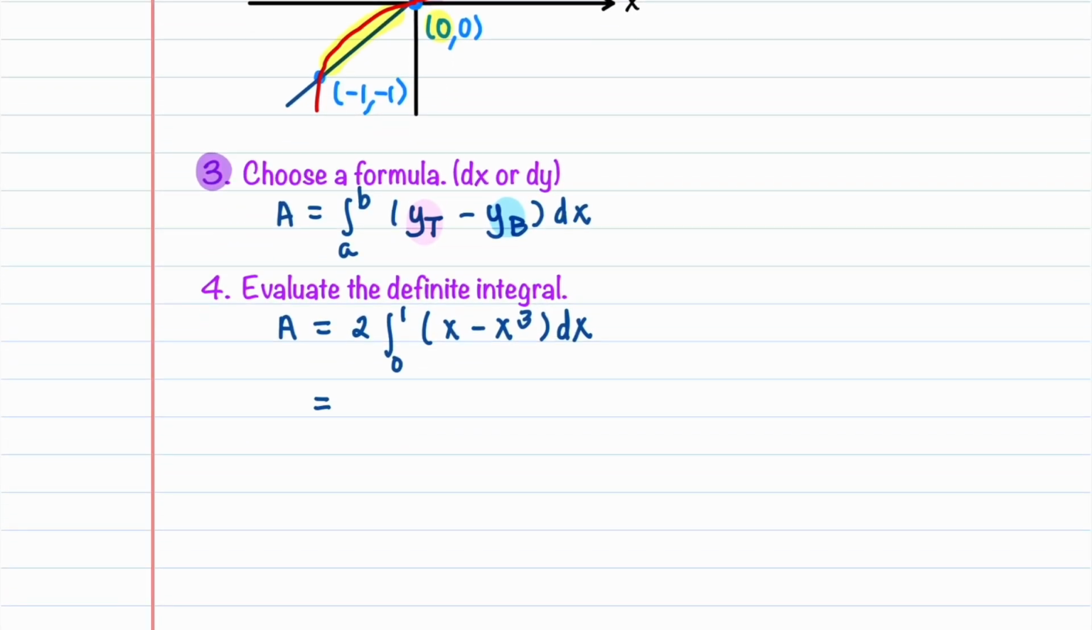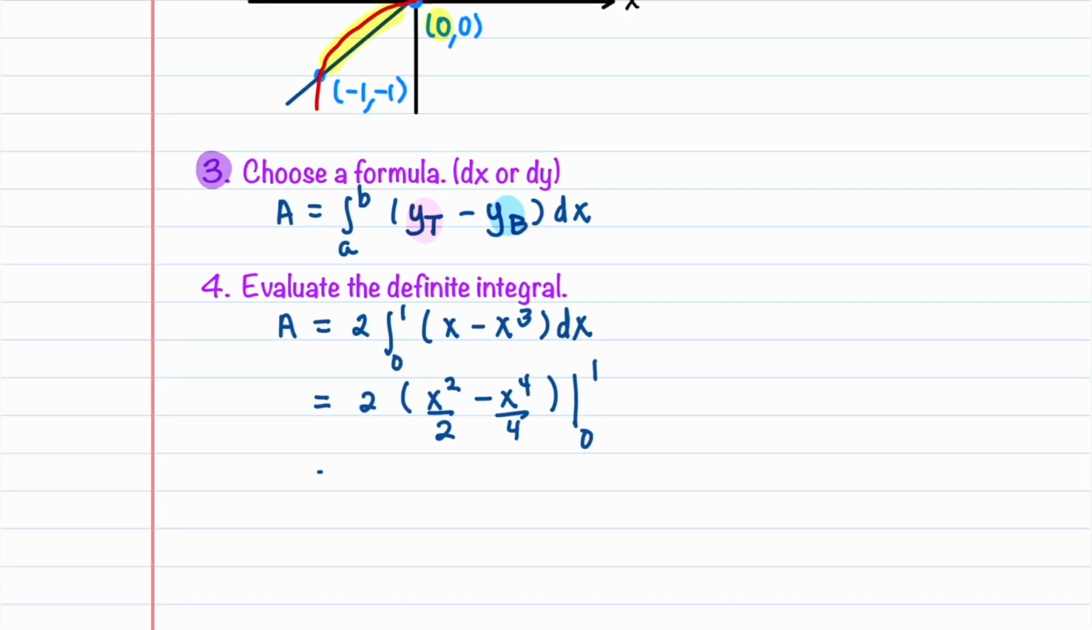Now we can go ahead and integrate this. This is 2 times x squared divided by 2 minus x to the 4th divided by 4. And we're integrating this from 0 to 1. This gives us 2 times 1/2 minus 1/4 minus 0. So this is 2 times 1/4. And this gives us a value of 1/2. And this tells us that the area between these 2 curves is equal to 1/2.